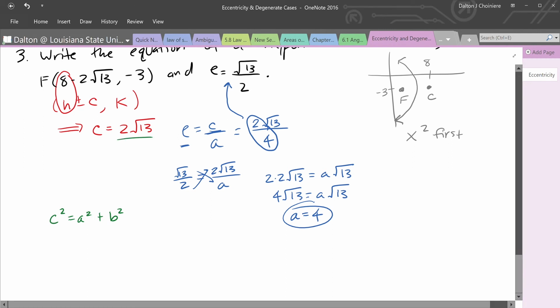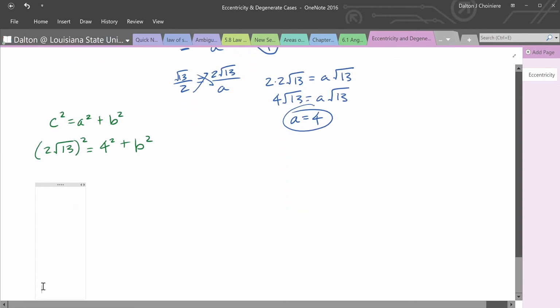So we know c is 2 square roots of 13, squared, equals 4 squared plus b squared. So 2 square roots of 13 squared. This 2, by our power rules, applies to both terms on the inside. So it applies to 2 squared, well, let's just write that that's 4, times the square root of 13 squared is just 13. And that's equal to 4 squared, which is 16, plus b squared. 4 times 13 is 52 equals 16 plus b squared.